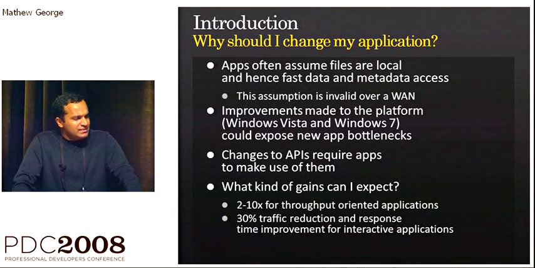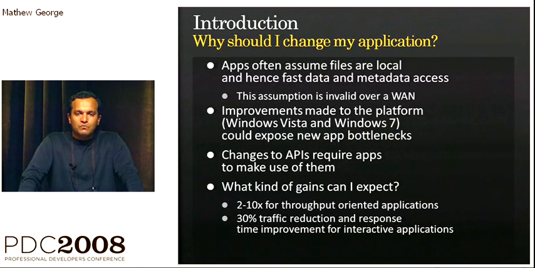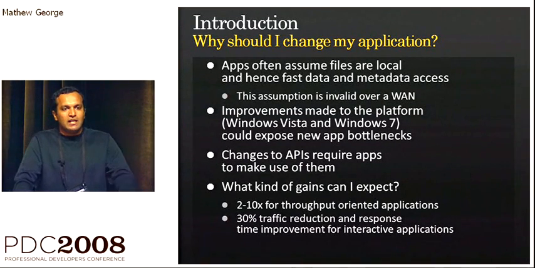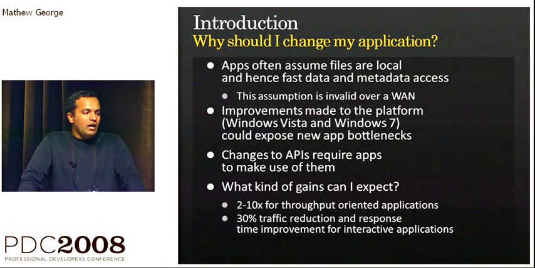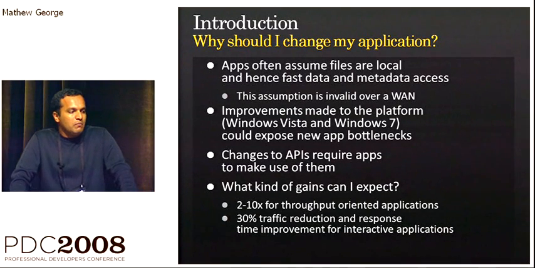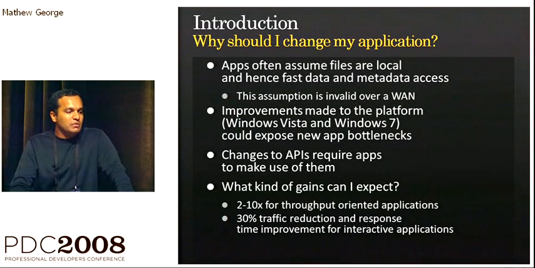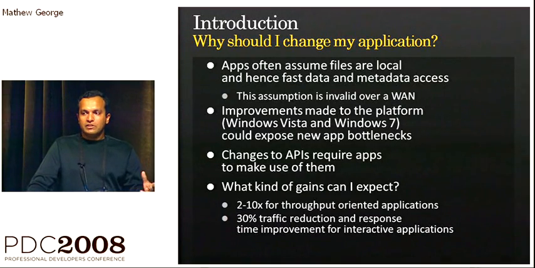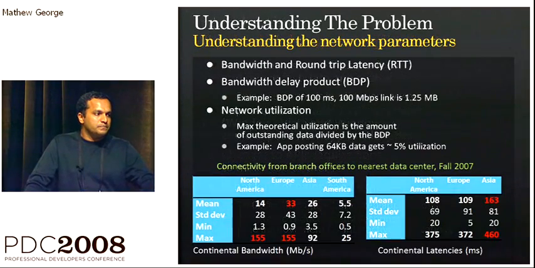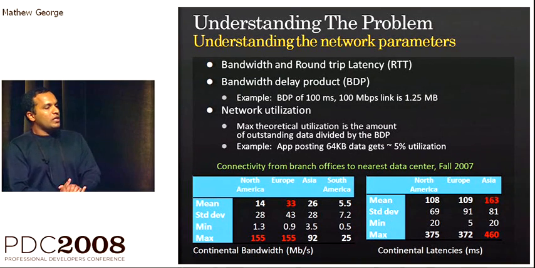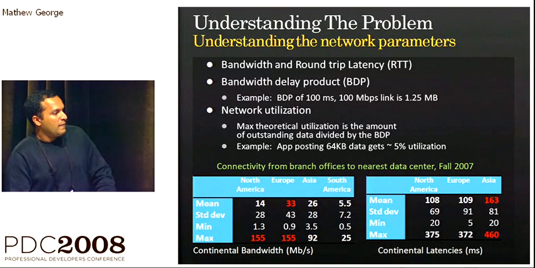And these are just ballpark numbers. What kind of gains can you expect? For throughput-oriented applications, you can expect anything from 2 to 10x. We have seen much larger gains for some scenarios. And then a 30% reduction in traffic, and similarly a 30% improvement in response time, you can see if you adopt some of these techniques.